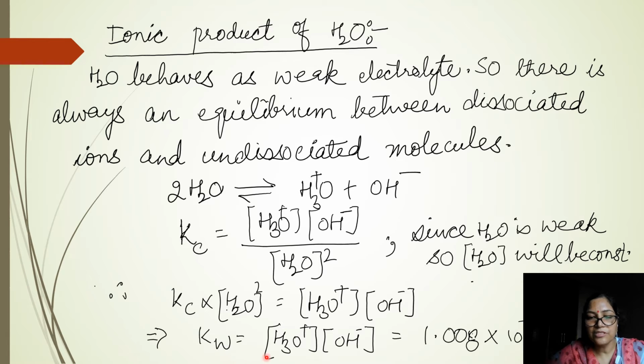So Kw is equal to the product of hydronium ion concentration and hydroxyl ion concentration, and the product of the concentrations of the two ions is 1.008 into 10 raised to minus 14 mole square per liter square at 25 degrees Celsius. This ionic product of water is useful to find out whether the solution is acidic or basic in nature.